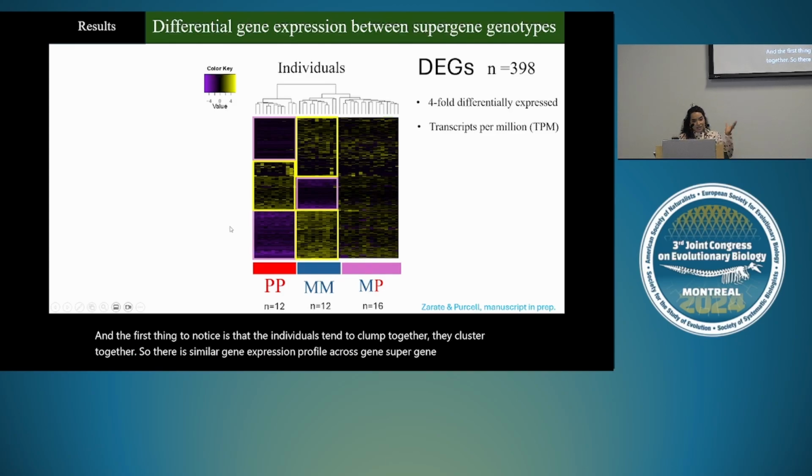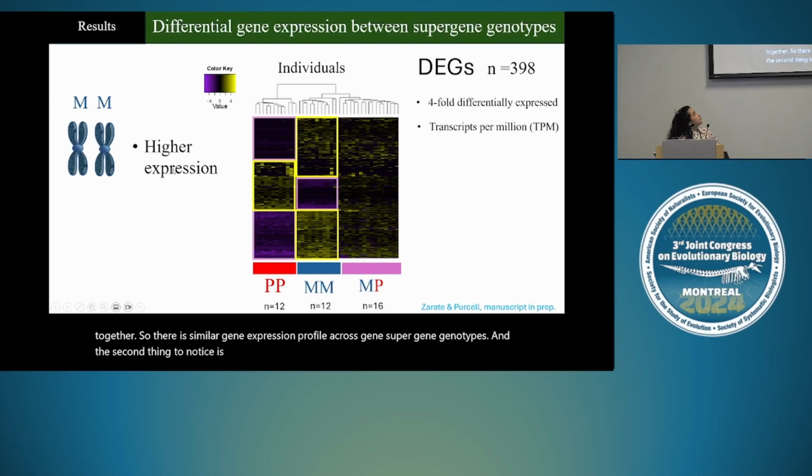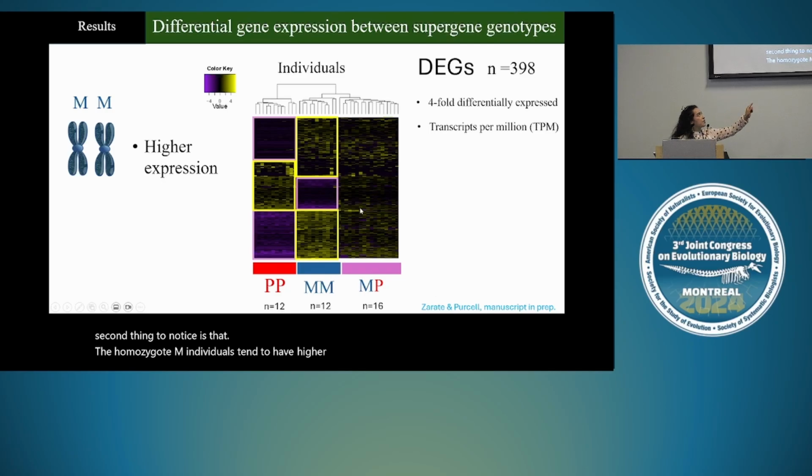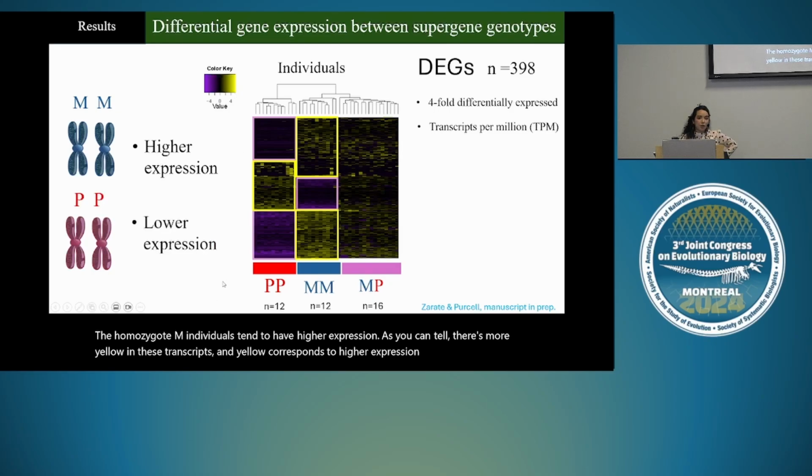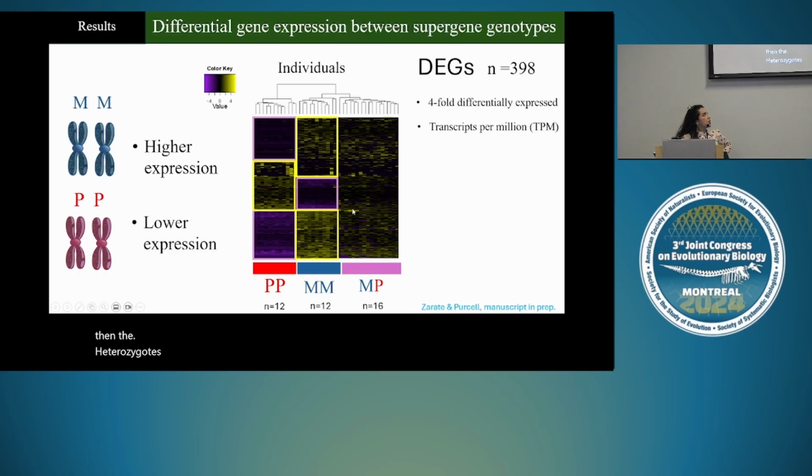The second thing to notice is that the homozygote M individuals tend to have higher expression. As you can tell, there's more yellow in these transcripts, and yellow corresponds to higher expression, whereas the P homozygotes have lower gene expression. Again, they're more composed of the purple. The heterozygotes are also pretty similar, but these tend to be either more black or yellow in terms of their expression.